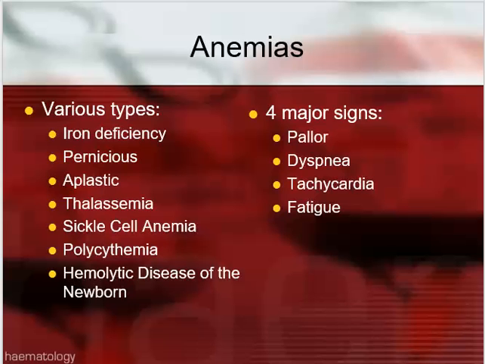Aplastic anemia happens where you're just not forming them because of a problem with erythropoiesis, with a problem of the blood cells actually forming in the bone marrow. Some of the causes of aplastic anemia could be autoimmune disorders or viral infections that affect the stem cells in the bone marrow, and it gets in the way of forming more red blood cells.